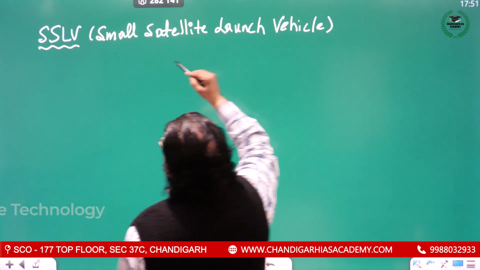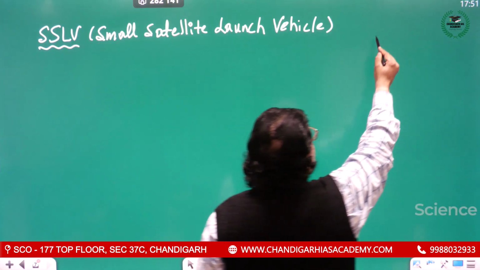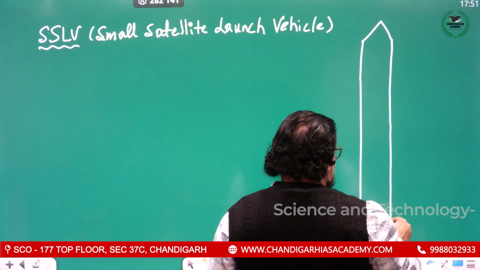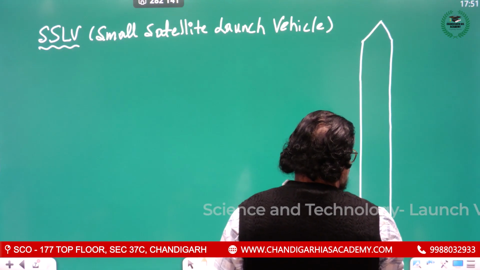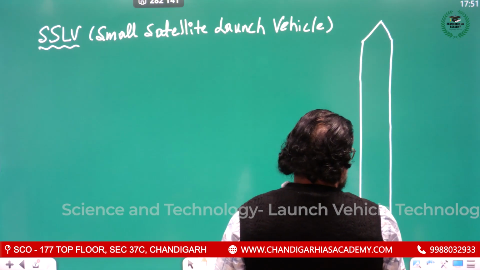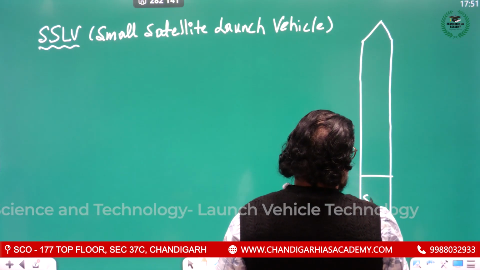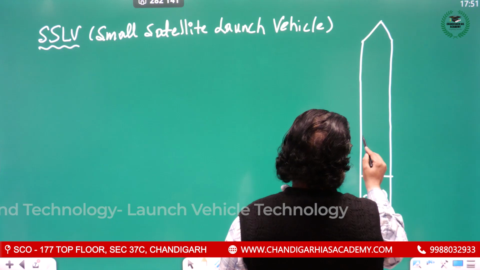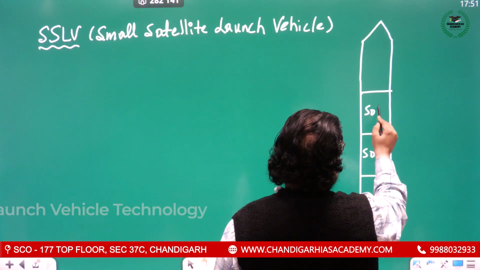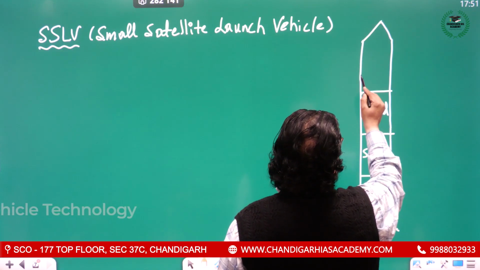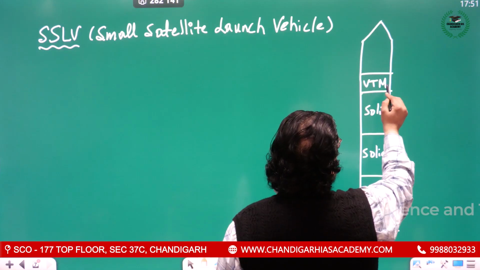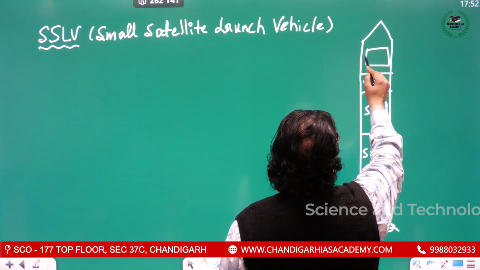Small Satellite Launch Vehicle. Now what is it? It is meant for meeting the need of small satellites to be launched in the space market. India can earn more money by launching small satellites of foreign customers. So here if you look, it has a solid, then again solid, all solid, and then a small one called VTM, velocity trimming module, to reduce the speed.